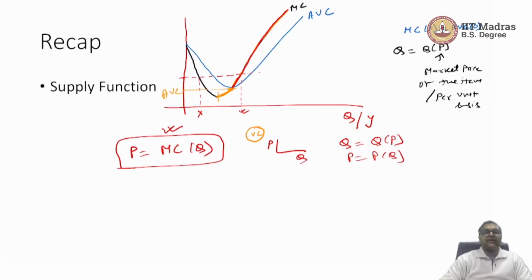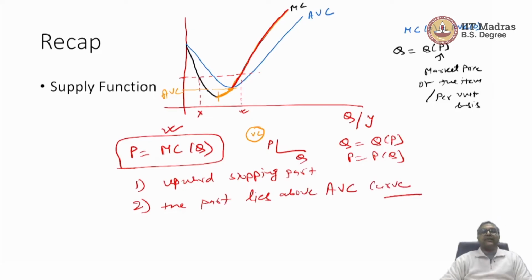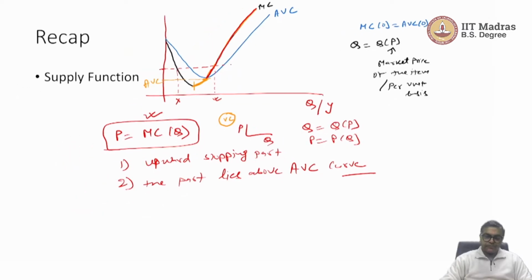The marginal cost curve gives us the supply function, with two caveats that we just discussed: we have to pay attention to the upward sloping part, and the part that lies above the average variable cost curve. That's how we get the supply function. That is what we did during the last video of the last week. Now let us move further.